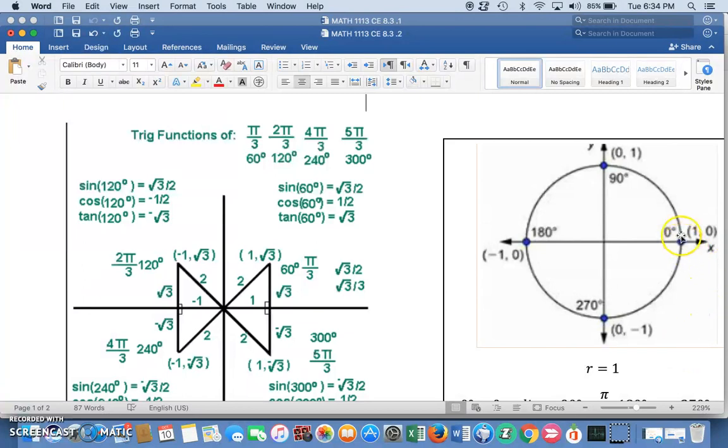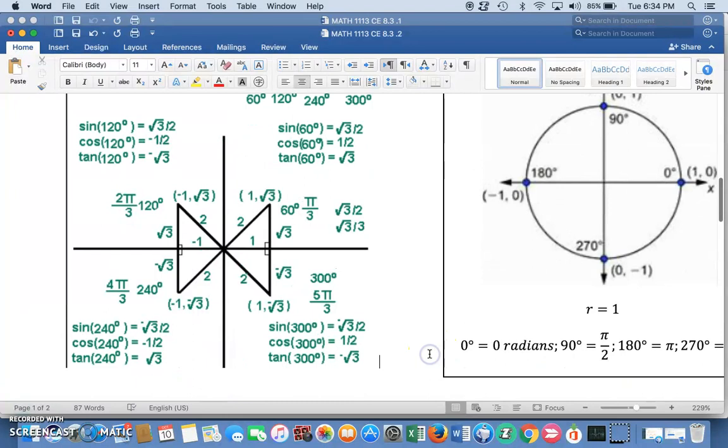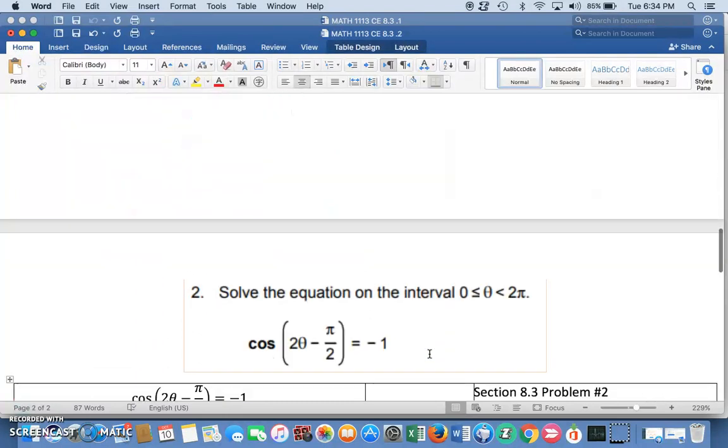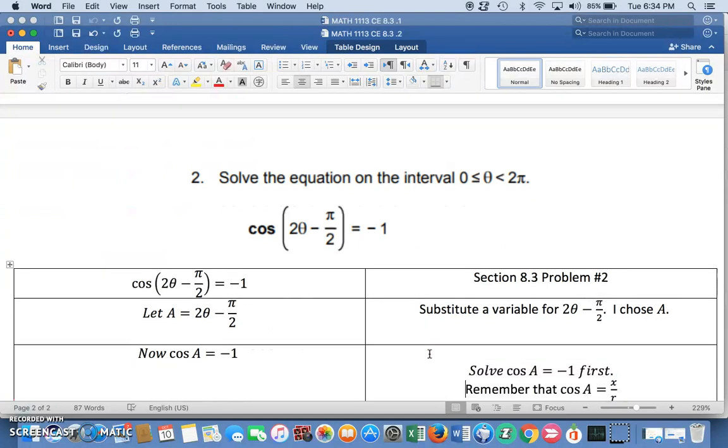0 degrees, 0 radians. 90 degrees, pi over 2 radians. 180 degrees, pi radians. 270 degrees, or 3/2 pi. So that's just kind of a little background for you to reference if you need it. And then we start working the problem.